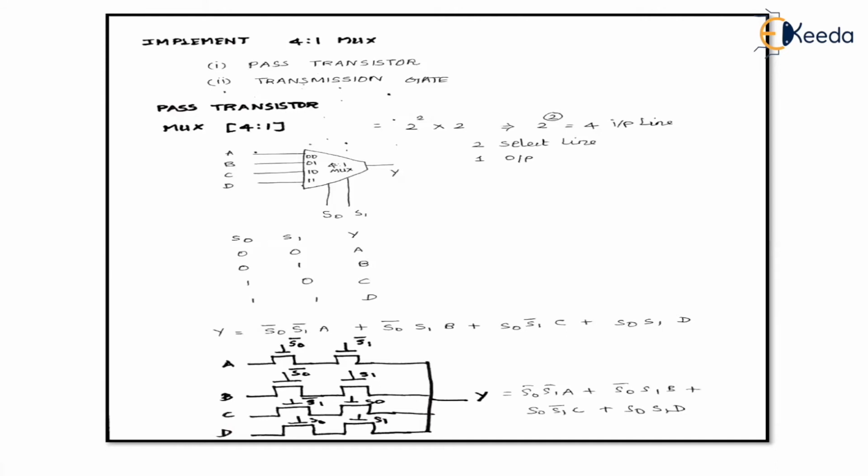So if my select line data is 0 and 0, Y will be equal to A. If it is 0 and 1, it will be equal to B. If it is 1, 0, my output will be C. And if it is 1 and 1, my output will be D.